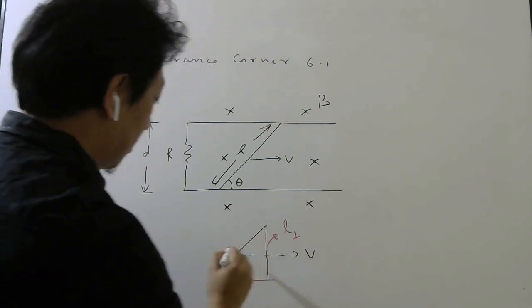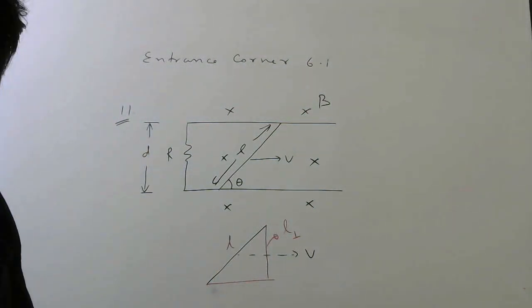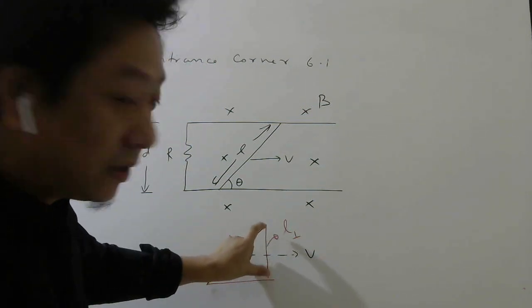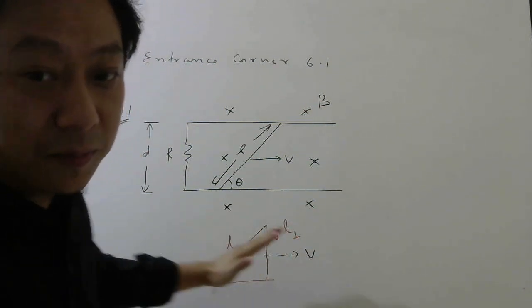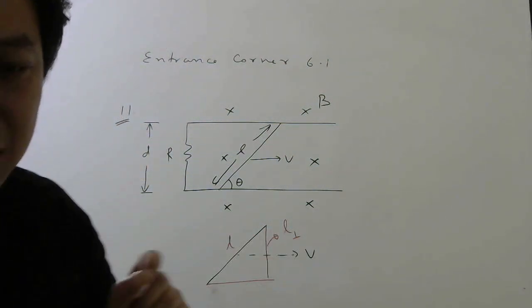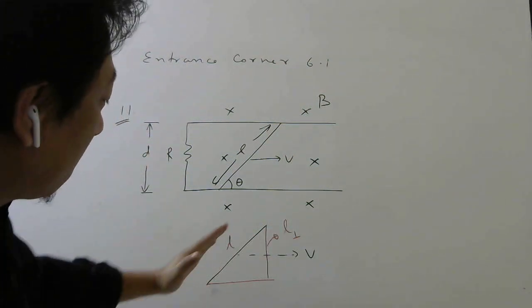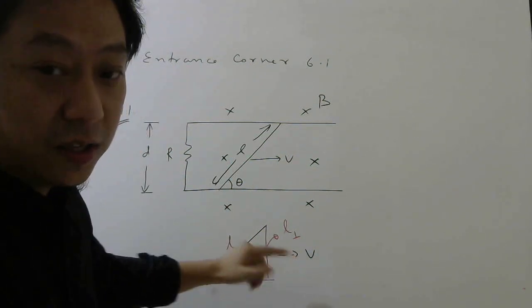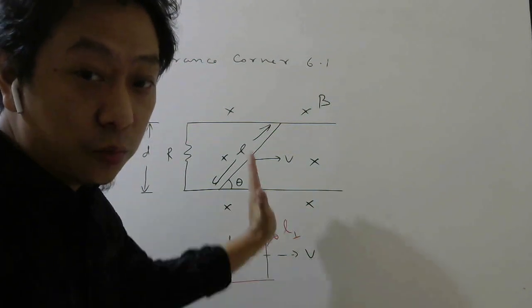L perpendicular. This is L. So I should only use that length which is perpendicular. This length is also called projected length, projected length perpendicular to velocity. But forget about those terminology. Just remember that if the length is not perpendicular to velocity, you have to find the component which is perpendicular to velocity.